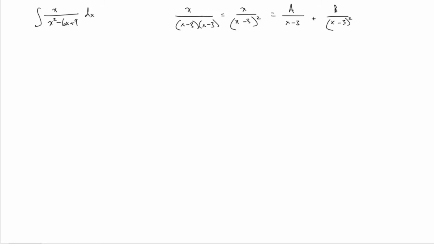x squared minus 6x plus 9 factors as x minus 3 times x minus 3, which is x minus 3 squared. And so the structure of the partial fractions decomposition is some number A over x minus 3 plus some number B over x minus 3 squared. I see a lot of people who want to put an Ax plus B or a Bx plus C or something like that in this. Nope, there is no irreducible quadratic here. The x minus 3 squared is a linear term squared, not the same thing at all.